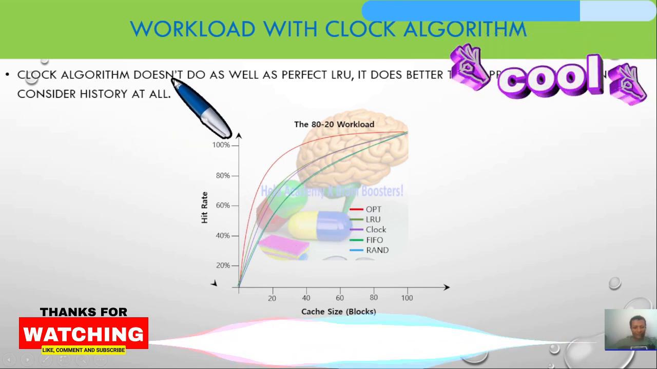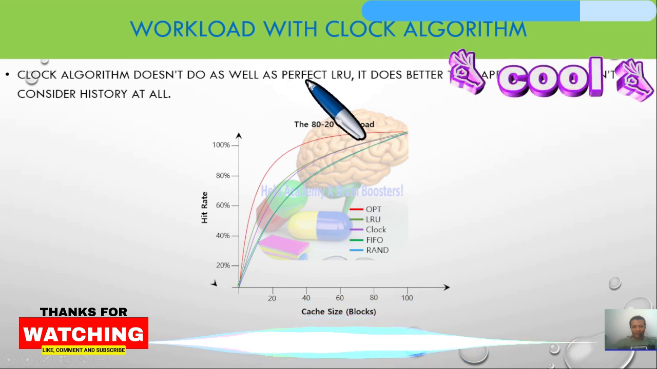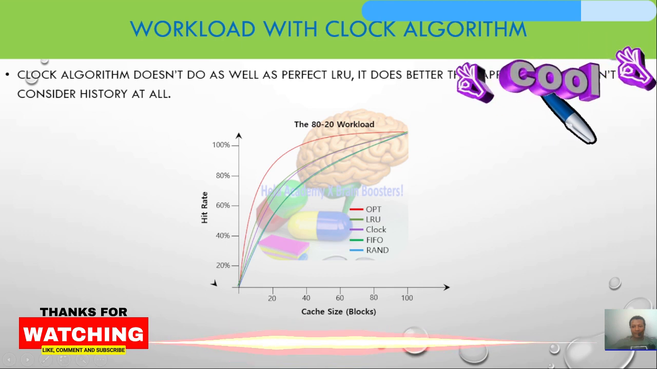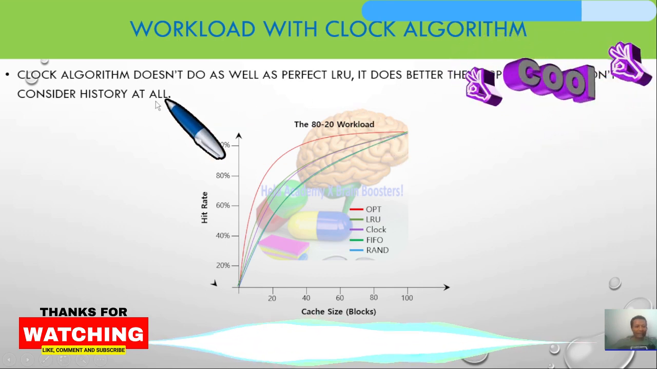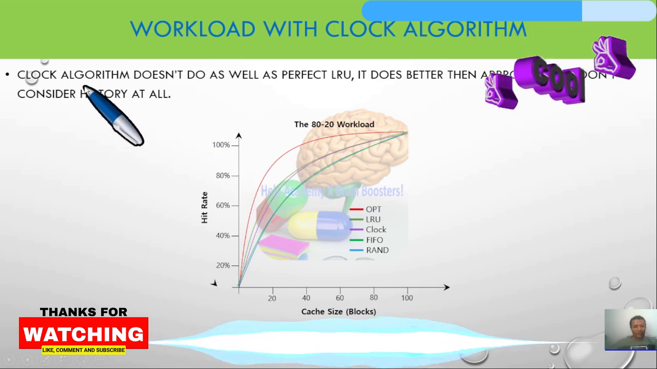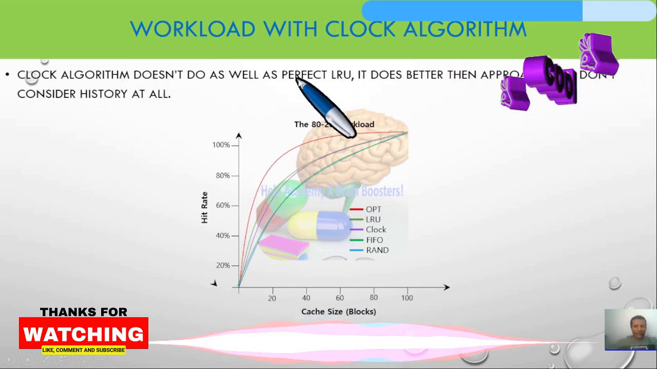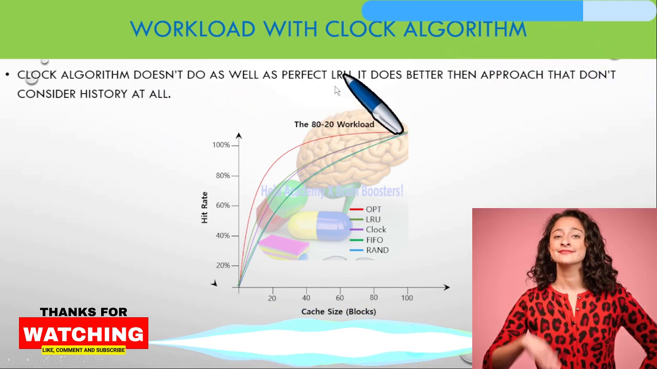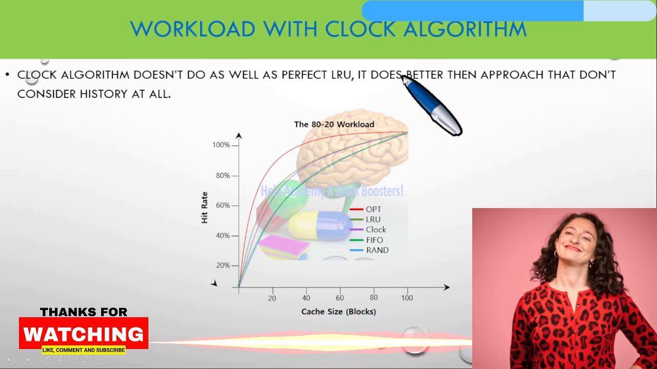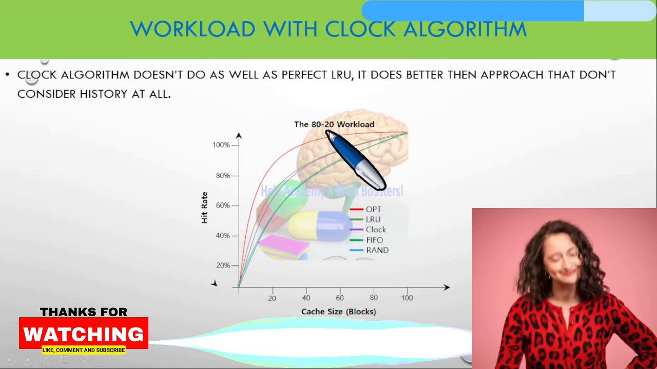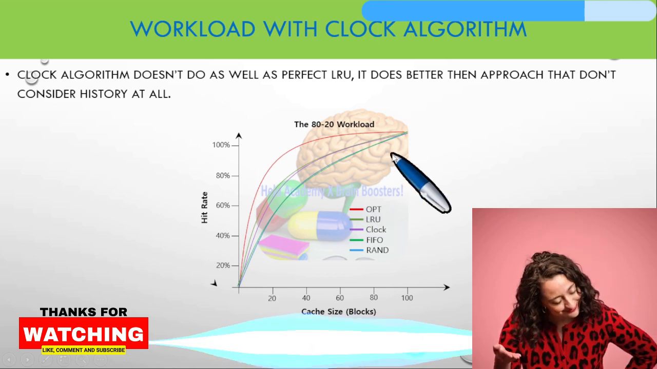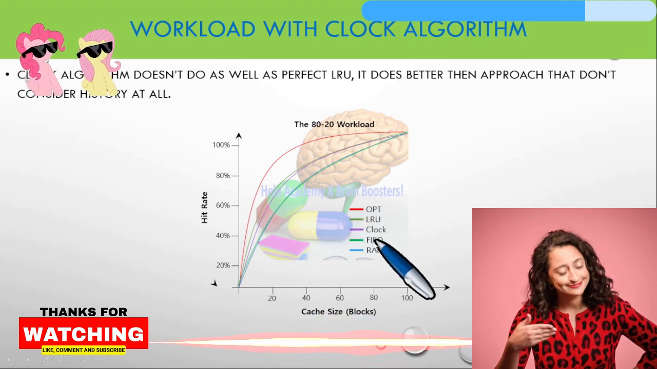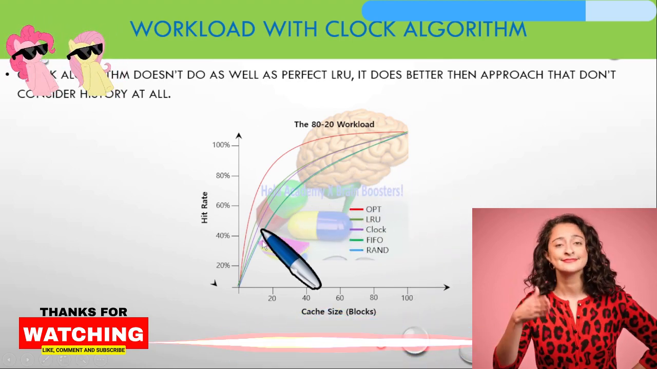The clock algorithm doesn't do as well as perfect LRU, and it does better than approaches that don't consider history at all. So as you can see from here, the clock algorithm doesn't do as well as the least recently used, but it does somewhat better. In the 80-20 workload, the optimal is here, the hit rate against cache size, and then LRU, then clock, then FIFO, then random.